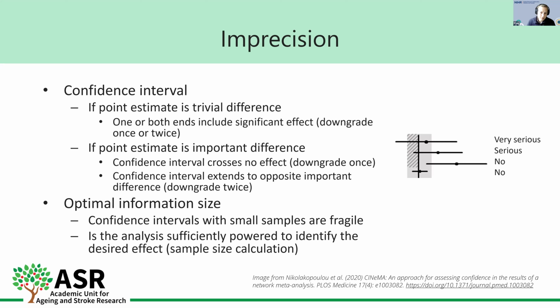So this is effectively asking whether the analysis is sufficiently powered. So it's as if you'd done a trial and done a sample size calculation, and putting together the different studies, whether you've got sufficient sample size, as if you'd done it all as one study. If there's insufficient data there, then you would downgrade.